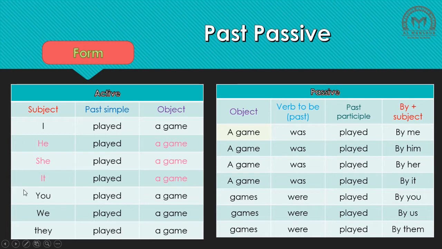Here we have the active simple form sentences. I played a game, he played a game, she played a game, and so on. Here we have the passive form. Okay, so we take the object, put it at the beginning of the sentence, and we use was and were depending on the subject. A game was played or games were played. Don't forget, was with a singular object or were with a plural object. Okay, played. We can add the subject pronoun at the end of the sentence as optional. We don't have to add it. Okay. Me, him, her, it, you, us, them.